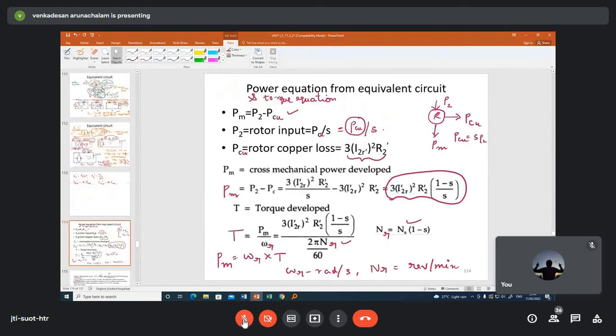Now, the next topic is the power equation from the equivalent circuit.